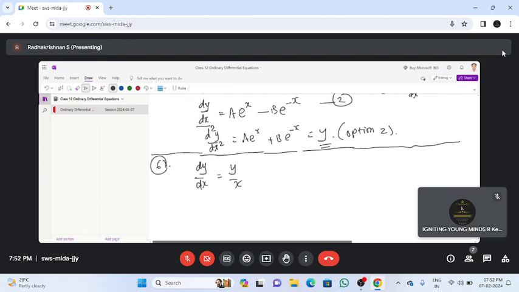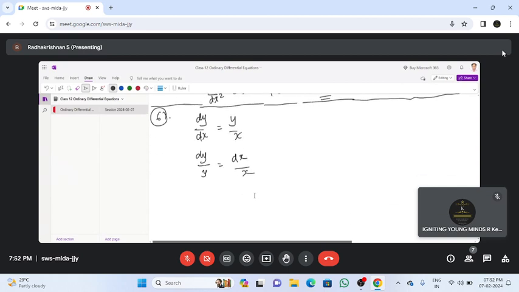dy by y equal to dx by x, sir. Very good. So this is called variable separation method because the variables are separable here. Then we must separate them, like you said, dy by y equal to dx by x. So then what should we do next?